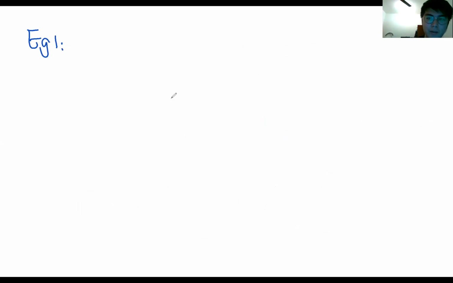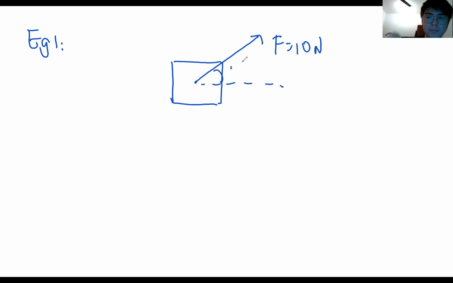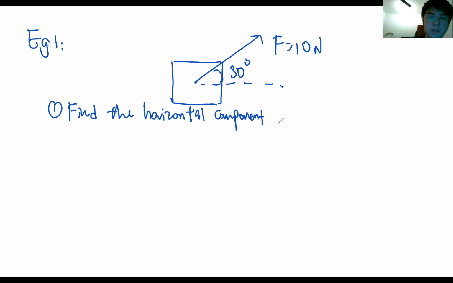Okay, you have an object acted on by a force, and this is a diagonal force, F equals 10N, and it is 30 degrees from the horizontal line. Okay, so question 1, find the horizontal component of force. Find the horizontal component of the force.